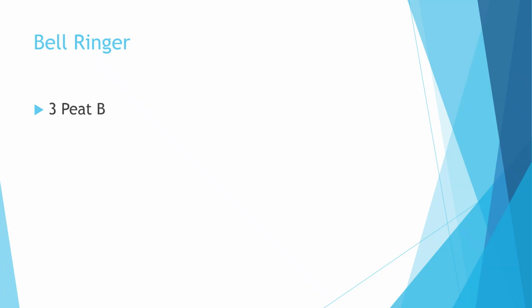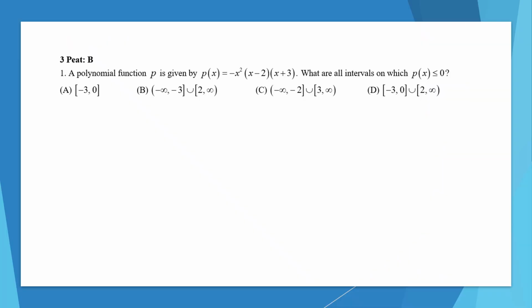All right, so here's a bell ringer for today. Pause the video if you haven't done this yet because I am about to go over the answers. For the first one here, this may seem like a new type of problem. We have a polynomial function, negative x squared times x minus 2 times x plus 3, and we want to see where this is less than or equal to 0.